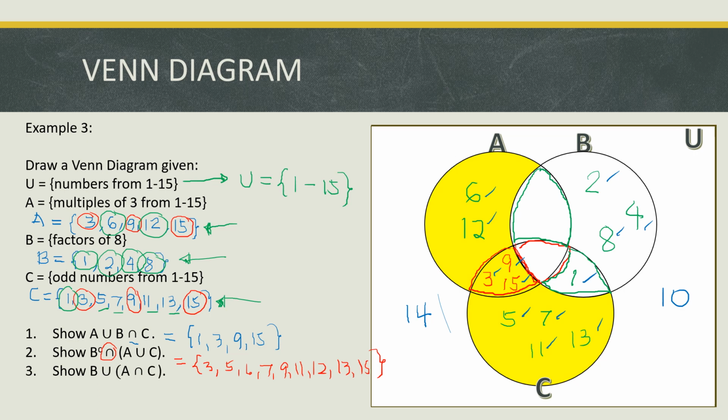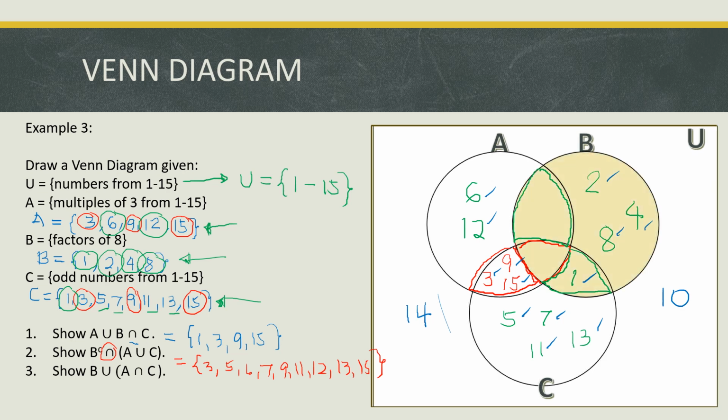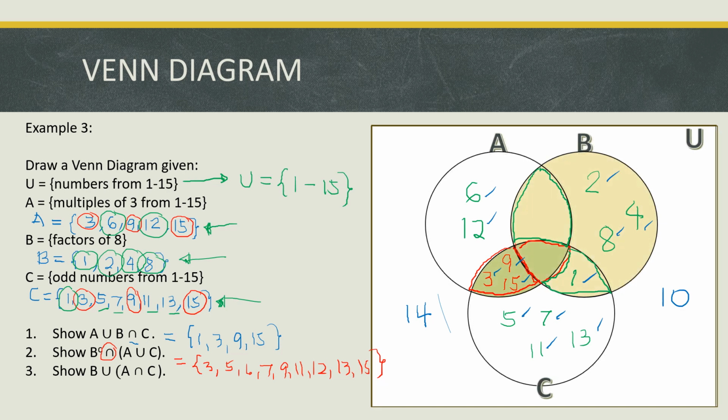What if we are to show B union with the intersection of A and C? Let's start with B. So these are the elements inside the set, or the circle. And what is A intersect C? These are the elements that you can see in the intersection of A and C. But we are to check their union.